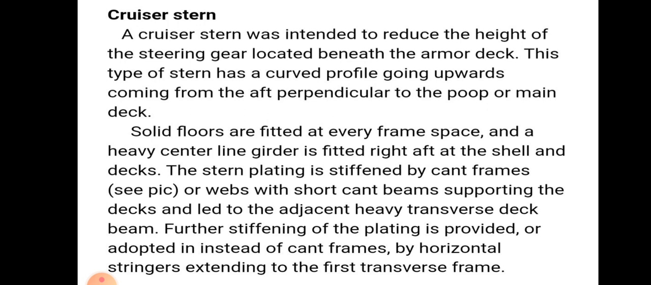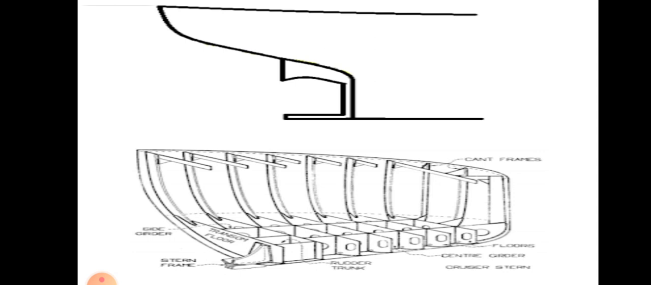To recap, the cruiser stern was intended to reduce the height of the steering gear beneath the armor deck, with a curved profile going upwards from the aft perpendicular to the poop or main deck. Solid floors are fitted at every frame space, and a heavy centerline girder is fitted right aft at shell and deck. Stern plating is stiffened by canted frames or webs with short canted beams, or by horizontal stringers extended to the first transverse frame. Okay, this is the cruiser stern: canted frames, floors, center girder, rudder trunk, stern frame, transom floor and all.